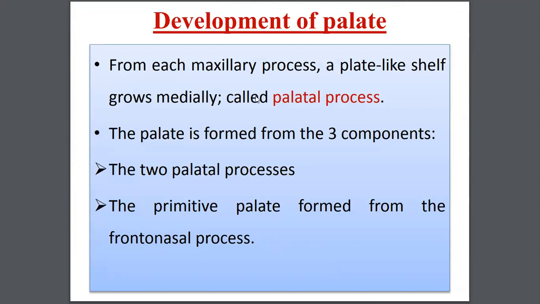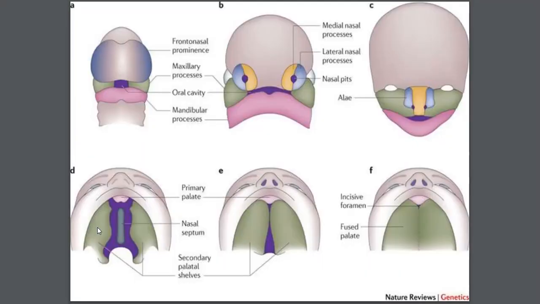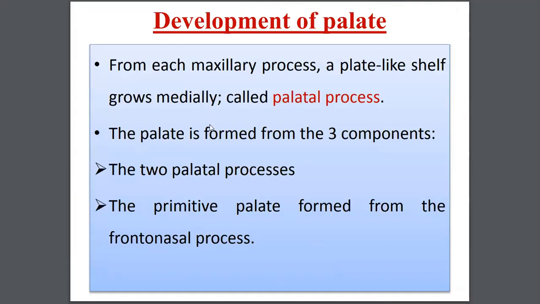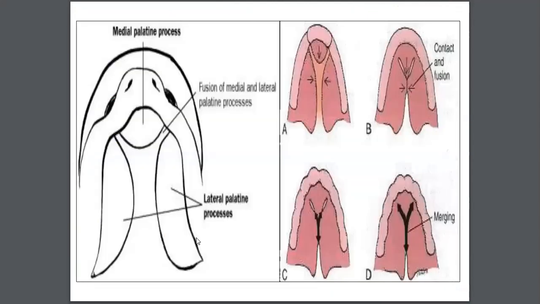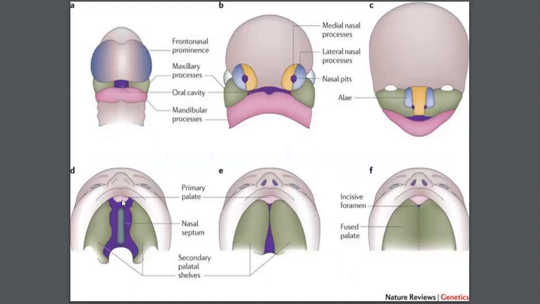Now, basically, the development of palate is starting from each maxillary process. A plate-like, shelf-like projection is growing medially, called palatal processes. To just check, these are the shelf-like projections which are called palatal processes, which are formed from which part? That is the maxillary process. Okay, then the palate is formed from three components: two palatal processes, and the primitive palate, which is formed from the frontonasal process. So this area is the primitive palate. It is formed from this yellow area, that is nothing but the frontonasal process.